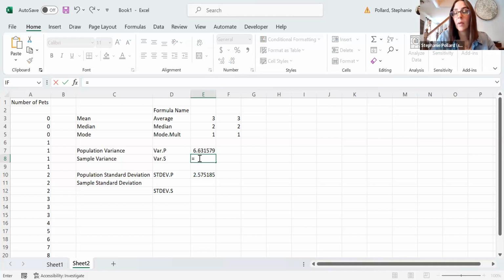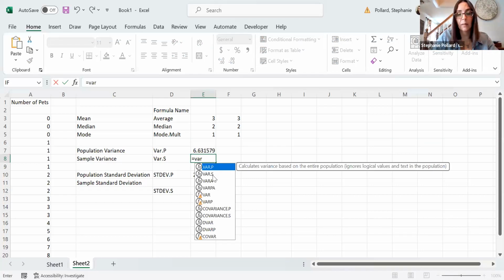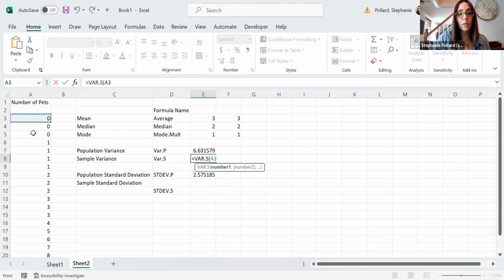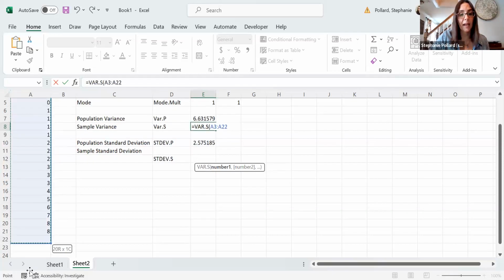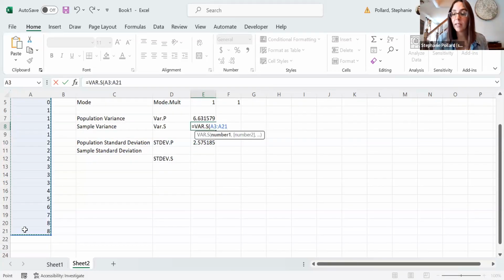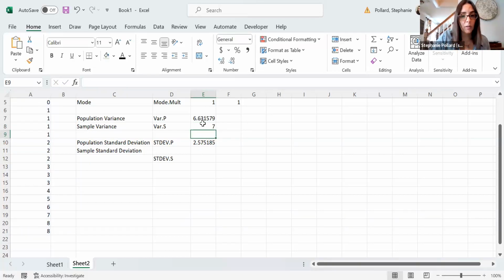So always an equal sign whenever we're doing calculations or formulas, start typing in variance. And this time I'm going to pretend my data is a sample. So let's pretend that I want to survey, I don't know, all statistics students, and this is just a sample of them. I would click the .S one, but I still do the same process. I highlight my data set that I have. Once I have the correct data set highlighted, I'm just going to hit enter. And then I do the same thing here. Oop, I should have written this one right here.